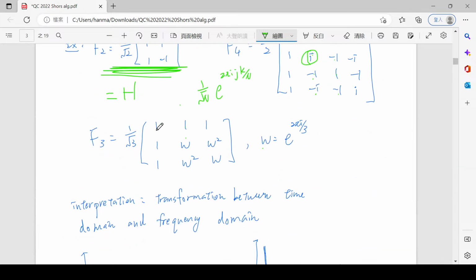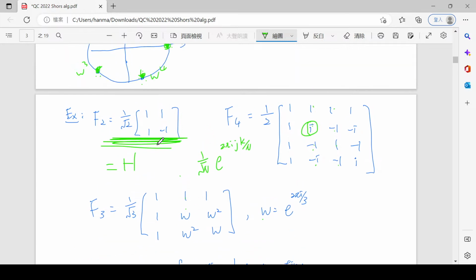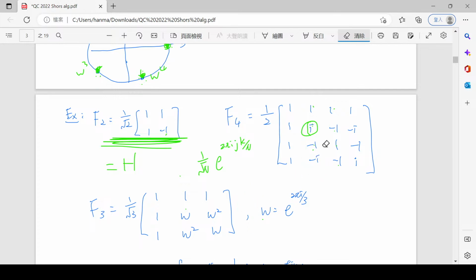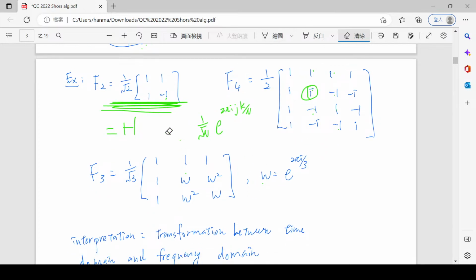You can also kind of see this from the matrix notation, right? Because you are multiplying 0, 1 here, then you get this column, and you get 0, 1, 0 here, then you get this column, and you get this column. Okay? So those are the Fourier columns. So that's an example of the Fourier transform.